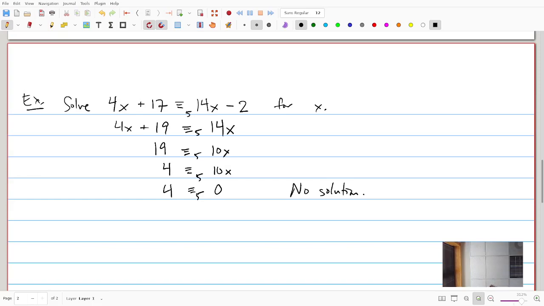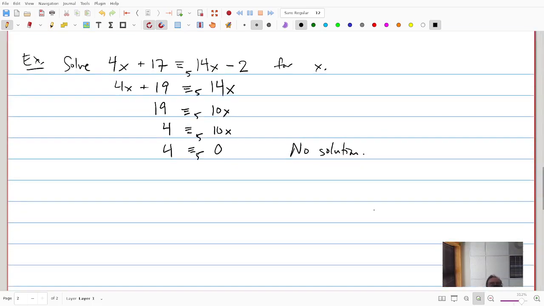I actually didn't intend to do that, but it's a good example. It just turns out, no matter what value of x you put into that original equation, it's never going to be true. Well, let's do another one that does have a solution.